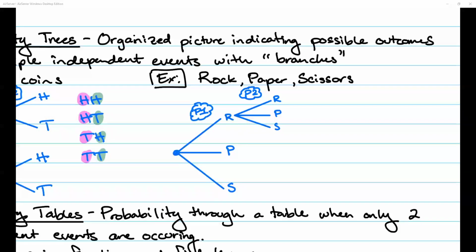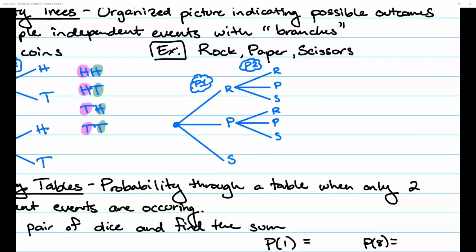but player one did not have to go rock. Player one could have gone paper. And if player one went paper, then again, player two has three different options. They can go rock, they can go paper, they can go scissors. And then similarly, that's just if player one went paper. If player one went scissors, then again, player two has three different options. Could have gone rock, could have gone paper, could have gone scissors.